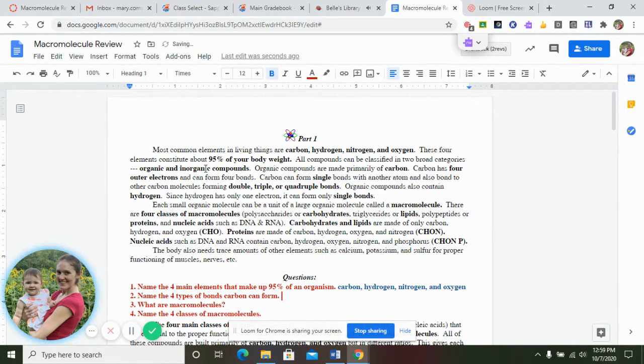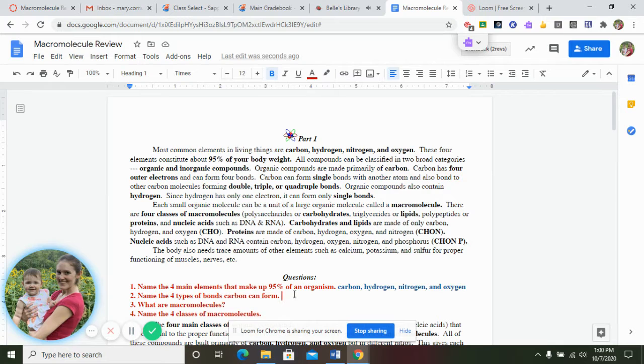Name the 4 types of bonds carbon can form. So if I keep on reading, see, all compounds can be classified in 2 broad categories, organic and inorganic. Organic compounds are made primarily of carbon. Carbon has 4 outer electrons and can form 4 bonds. So we're getting there. Carbon can form single bonds. Carbon can also form double, triple, or quadruple bonds. So there would be my answer.